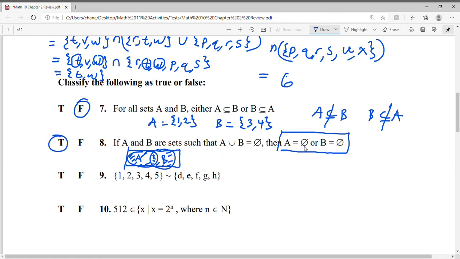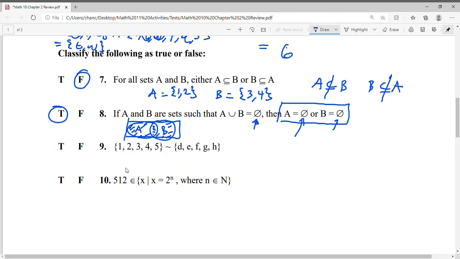This is a true statement. Because if A contains anything, if it had just one number in it, well then the union would not be empty. If B contained just one number in it, then the union would have that one number in it. So this thing is actually true. Both of the sets have to be empty for the union of the two to be empty.